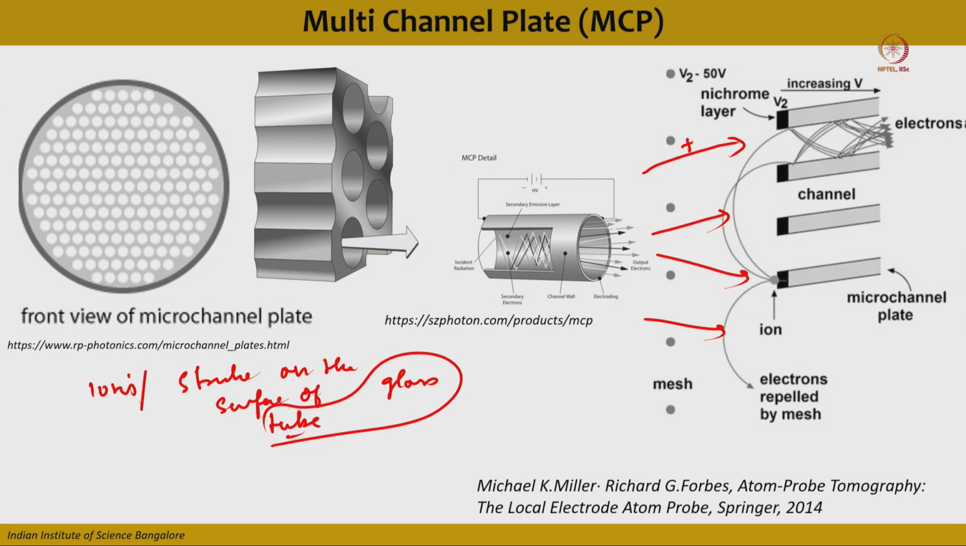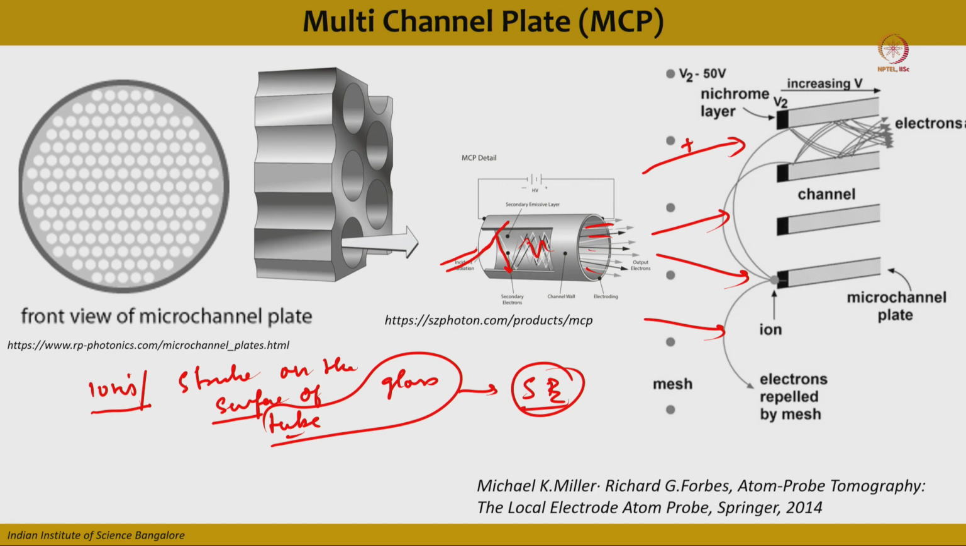Due to the striking of ions on the surface of the glass tube, which has a very high surface charge density, they will emit a very high number density of secondary electrons. As you can see in the schematic in the middle, if there is an incident ion striking the surface of the glass tube, a very high number of secondary electrons will be generated from the glass tube.